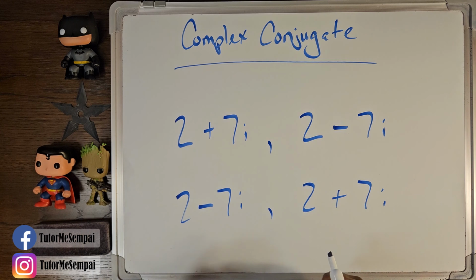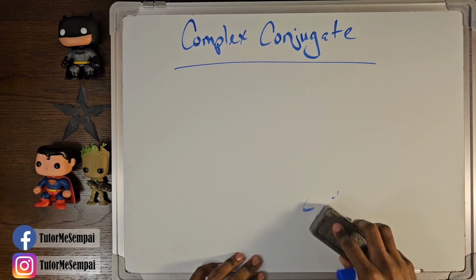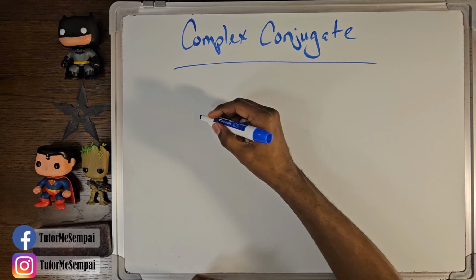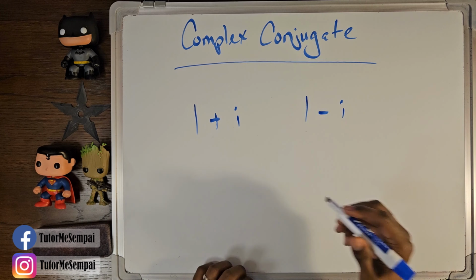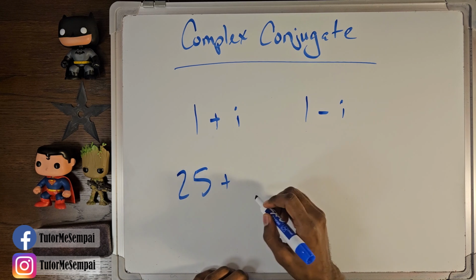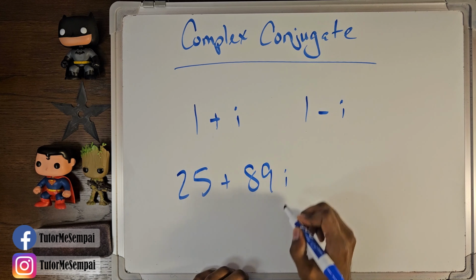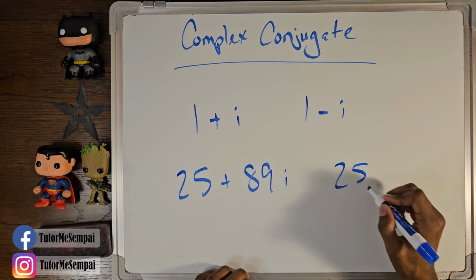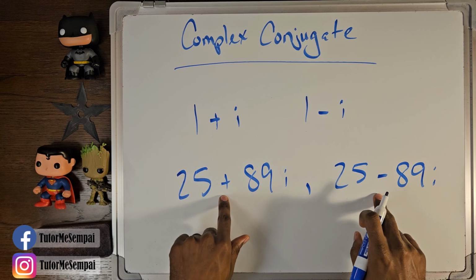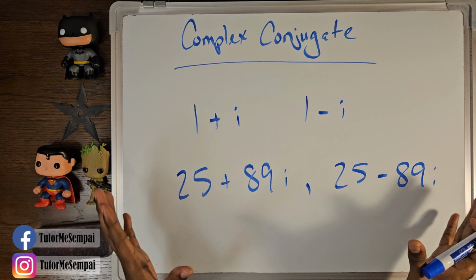And it doesn't matter what your complex number looks like. We can have a complex number like this, a rather simple one. Let's say we have 1 plus i. Its complex conjugate is going to be 1 minus i. Let's say we have 25 plus 89i. Its complex conjugate is going to be 25 minus 89i. All you're doing is alternating the sign. You pretty much have the same exact thing, you just have to do the opposite sign here. And these are going to be your complex conjugates.